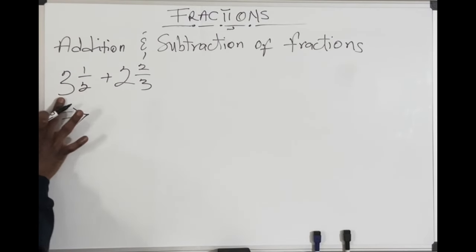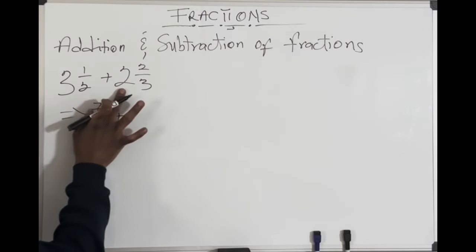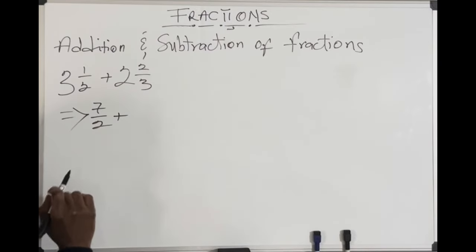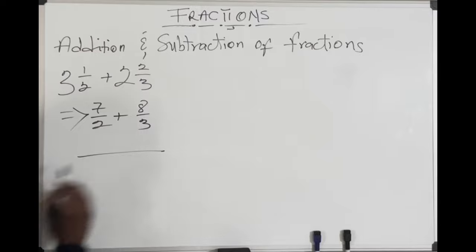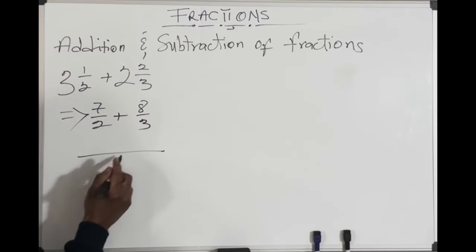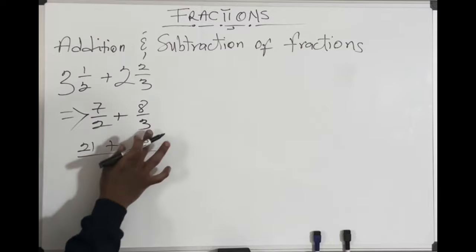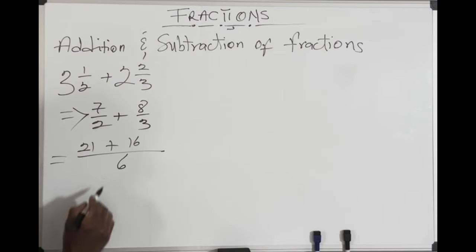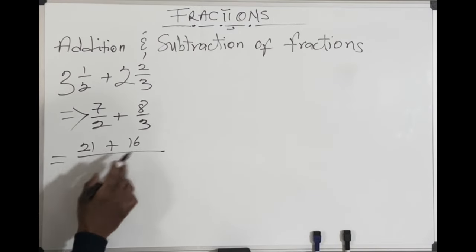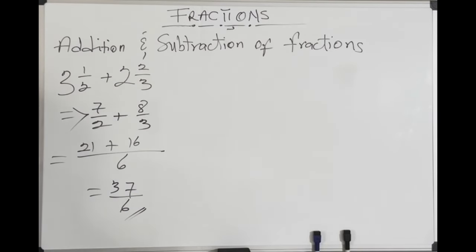So 3 times 2 is what? 6 plus 1, 7 over 2, plus 2 times 3 is 6 plus 2 is what? 8 over 3. Now the common denominator that we will get from this is 6. So 2 goes here, 3 times 7 is 21, plus 3 goes here, 2 times 8 is 16. Then we move on and finalize it, 21 plus 16, so 37 over 6. Final answer. Okay.